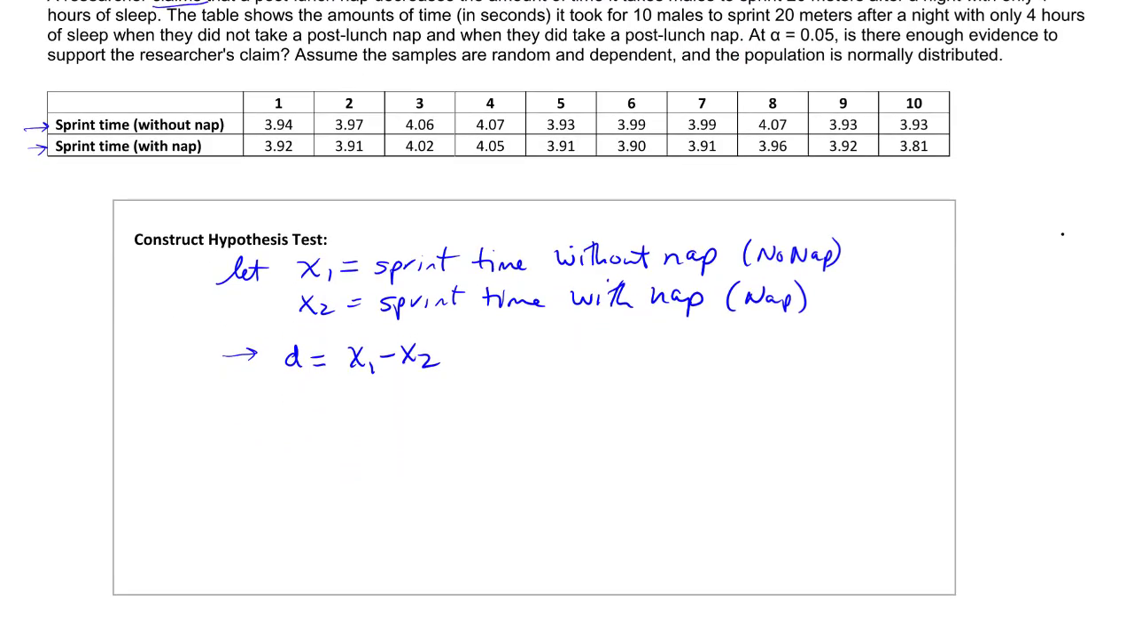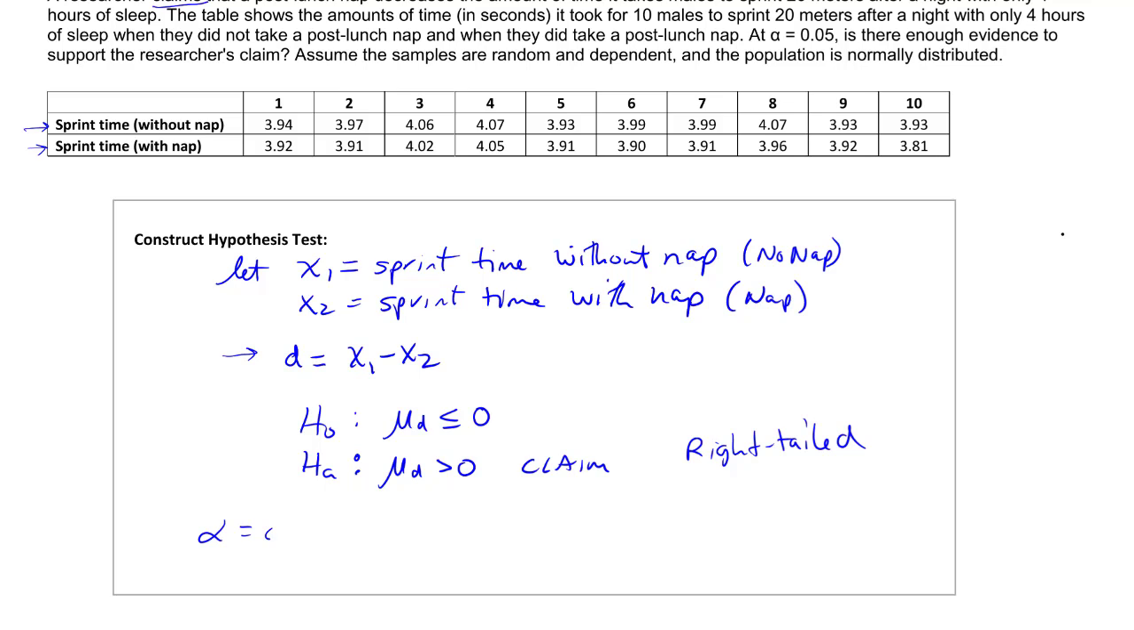All right, so knowing that, we can set up H sub a. So mu d greater than 0 is the claim, and mu d less than or equal to 0 is then the null hypothesis. This is right-tailed. So we have to make note that this is a one-tail, and we have been given that alpha is 0.05. So let's see how we set this up.